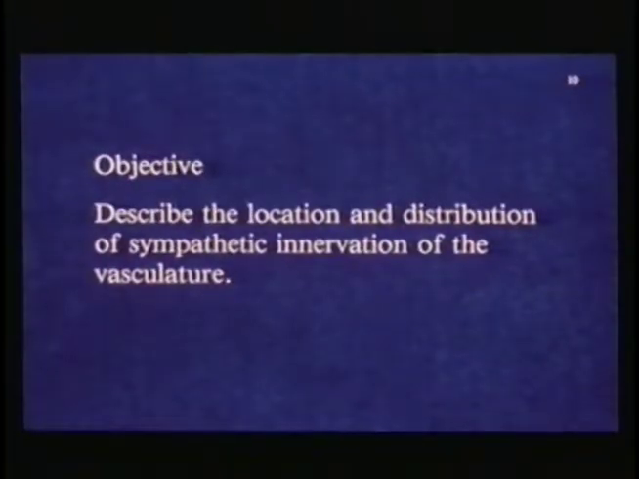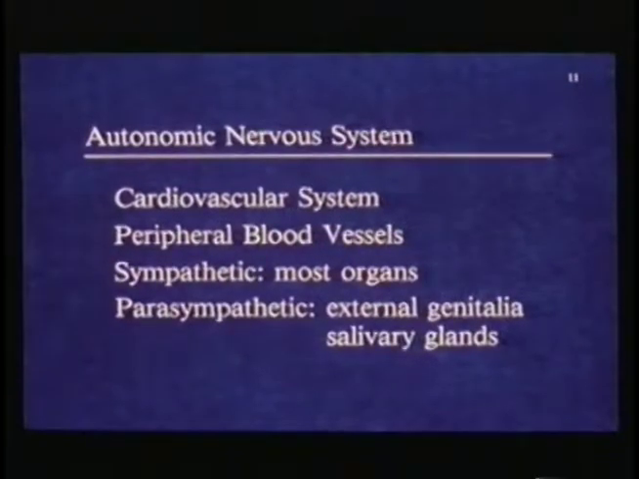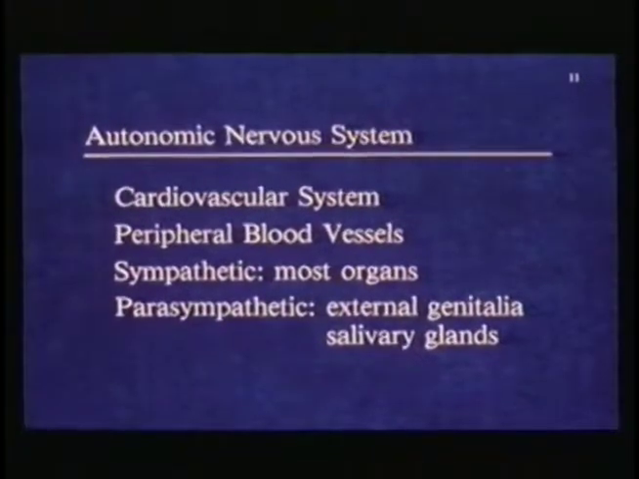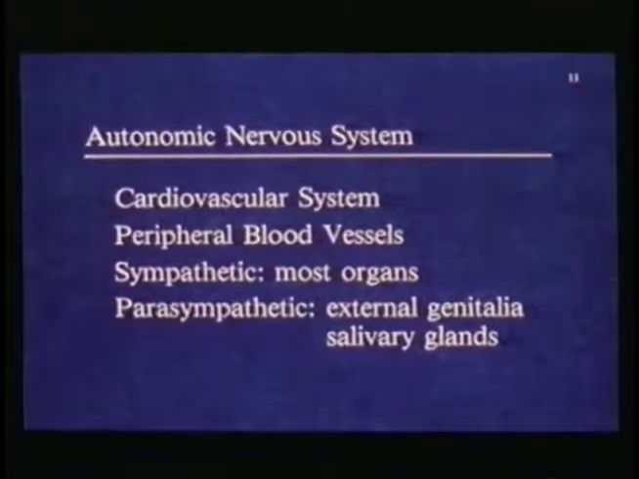Your first objective is to be able to describe the location and distribution of sympathetic innervation of the vasculature. The autonomic nervous system controls the body's visceral functions. This includes the cardiovascular system and, in particular, the behavior of peripheral blood vessels. The system has two subdivisions. The sympathetic system controls the blood vessels in most organs of the body. The parasympathetic system is important in controlling the blood vessels of the external genitalia and salivary glands.